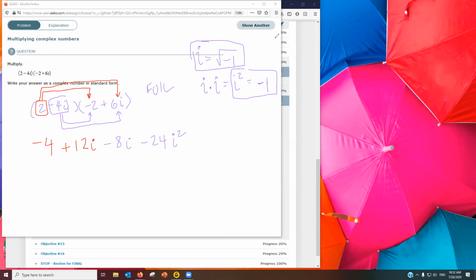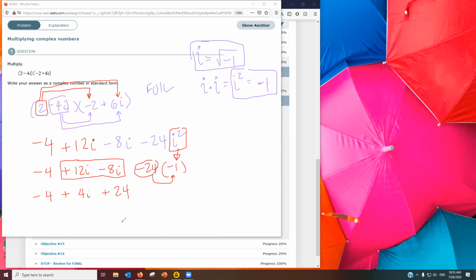All right, well, one thing I remember is that i squared is negative 1. So I'm going to replace that i squared with negative 1. Now, let me just try to clean this up a little bit. Let's see, here in the middle, these are like terms. I have 12i minus 8i, so that's 4i. And back here, I can think of this as a negative 24 multiplying a negative 1. That's positive 24. One last step, because I have a negative 4 plus 24, that's 20. So the final answer here is 20 plus 4i.